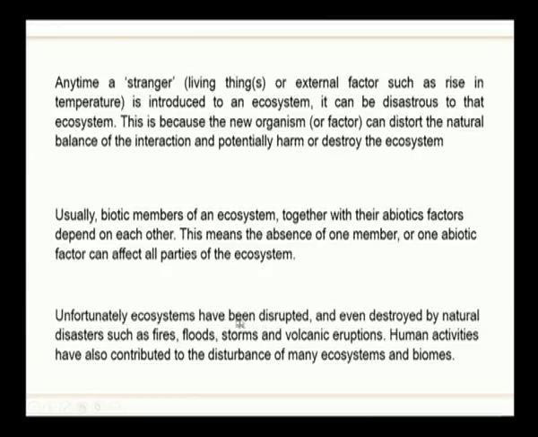Unfortunately, ecosystems have been disrupted and even destroyed by natural disasters such as fires, floods, storms and volcanic eruptions. Human activity has also contributed to the disturbance of many ecosystems and biomes.